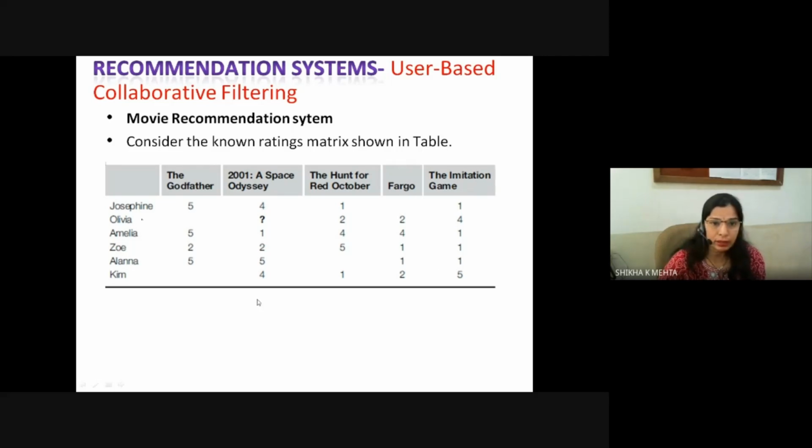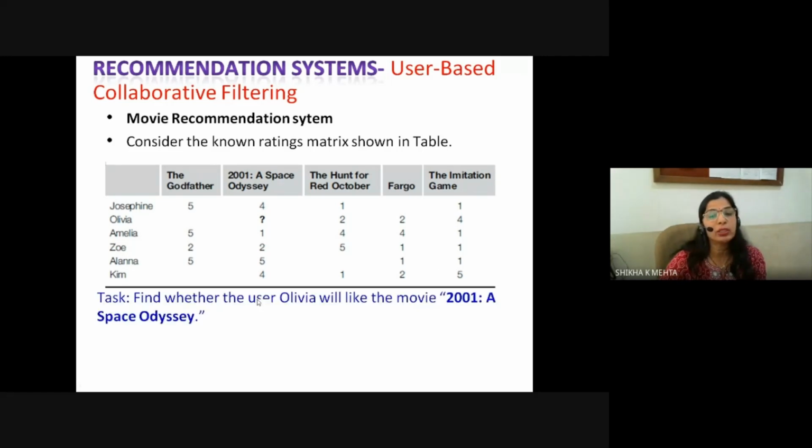Now our task, what do we want to do? Our task is to find whether the user Olivia will like the movie 2001 A Space Odyssey or not. Here liking means, if we have to predict the rating, what kind of rating she will be giving. Based on that, we will assume that she will like it or not. This rating we are going to predict based on the behavior of the other users. If the predicted rating is more than the average, then we assume that Olivia will like this particular movie and it will be recommended to her.